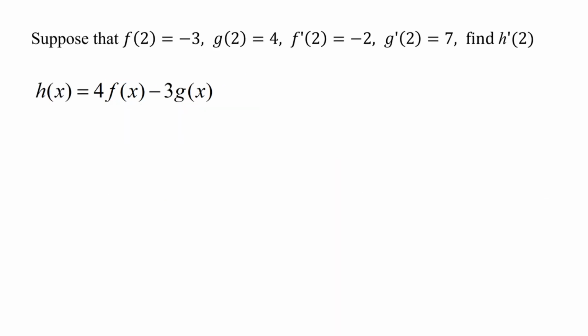Suppose that f of 2 is equal to -3, g of 2 is equal to 4, f prime of 2 is equal to -2, and g prime of 2 is equal to 7. We want to find h prime of 2. Remember, before you can substitute in this 2, we have to take the derivative first. So we have to find h prime of x before we can find h prime of 2.